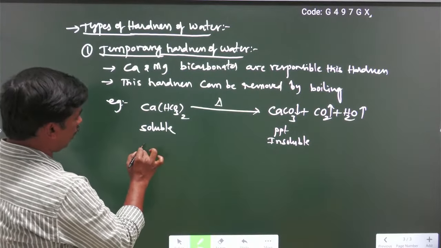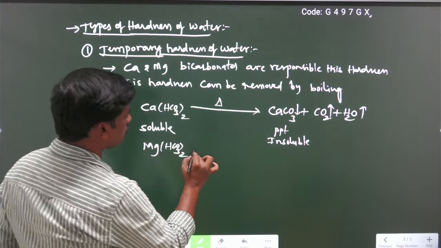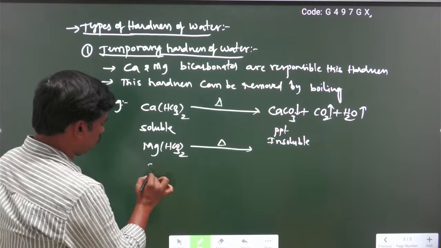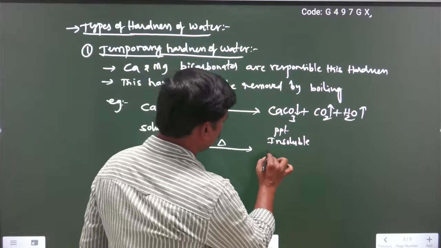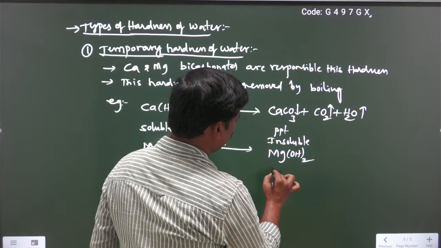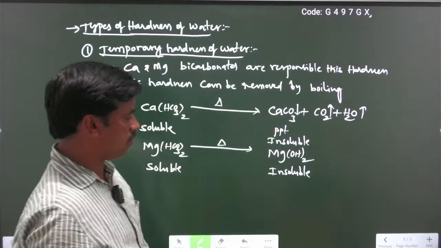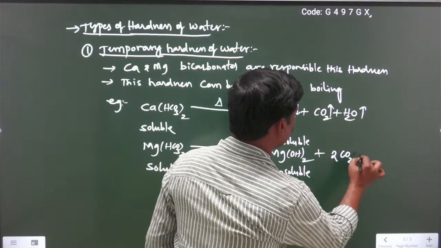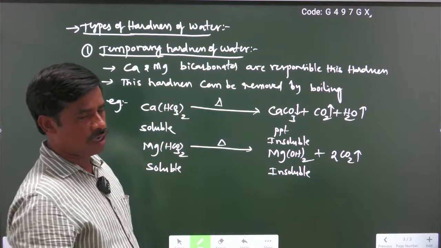Similarly, next, magnesium bicarbonate on boiling. Before boiling it is in a soluble state. After boiling, it forms magnesium hydroxide, which is insoluble, so it can be separated by filtration. Then 2 moles of carbon dioxide are also formed. These are the reactions taking place in temporary hardness.